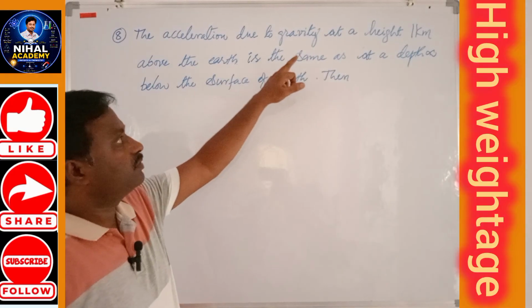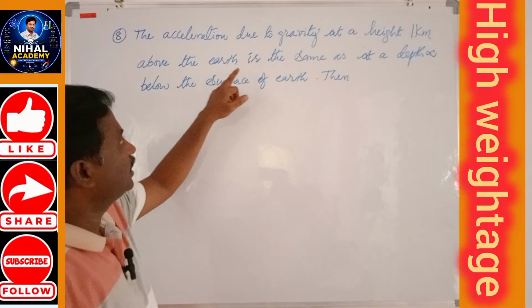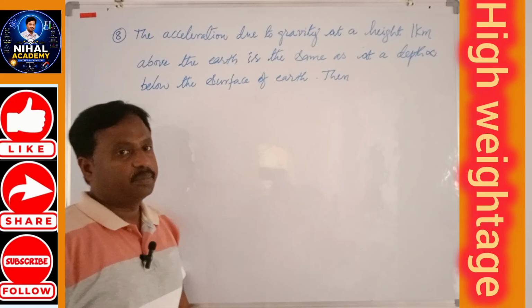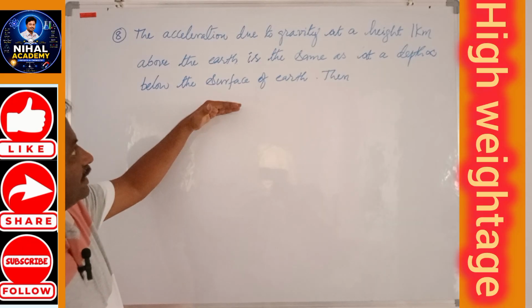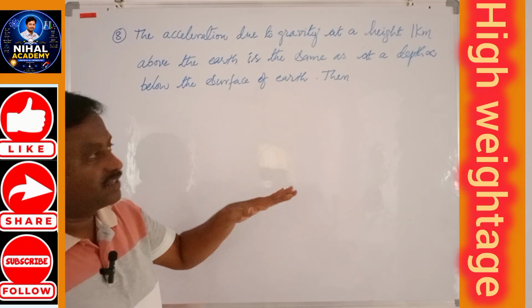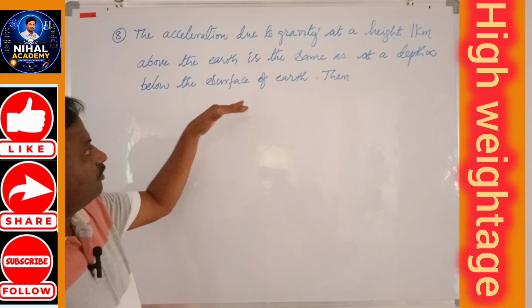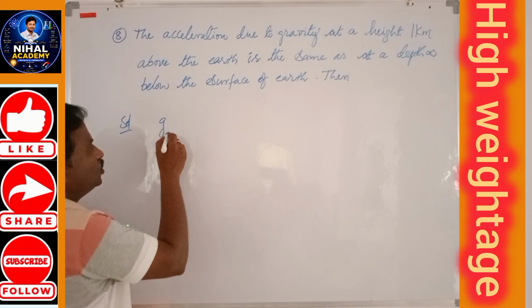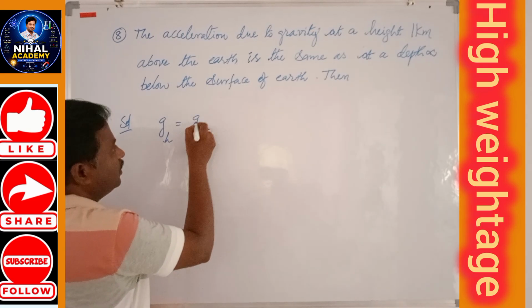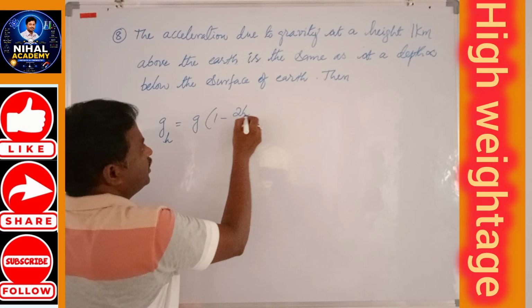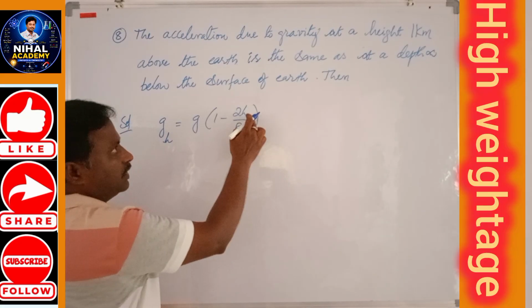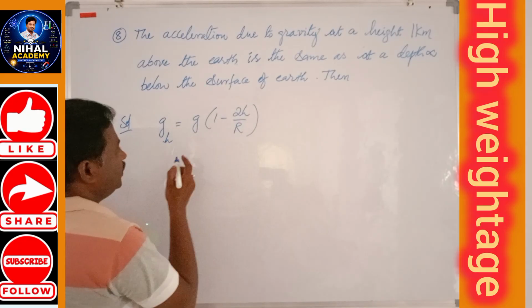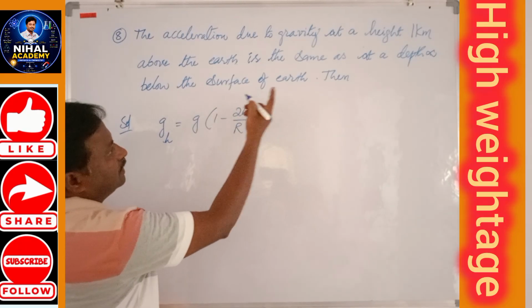See the eighth problem. The acceleration due to gravity at a height of 1 kilometer above the earth is the same as at a depth alpha below the surface of the earth. So that means the acceleration due to gravity above the earth, at 1 kilometer height, is equal to that at the depth alpha below the surface of the earth. So what is the acceleration due to gravity above the earth? g_h is equal to, what is the formula? g into 1 minus 2h by r. So this is the formula. h is the height, r is the radius of the earth, g is the acceleration due to gravity. Now we have to find out that depth.